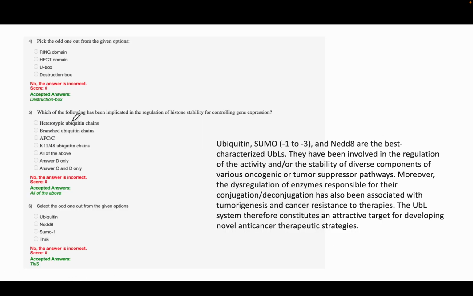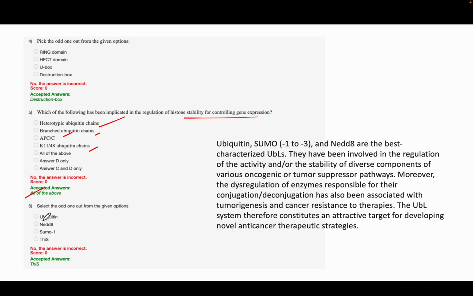Now the next question is, which of the following has been implicated in the regulation of histone stability for controlling gene expression? The options are heterotypic ubiquitin chains, branched ubiquitin chains, APC/C, K11/K48 ubiquitin chains, and all of the above. So the answer will be all of the above. All of these help in regulating histone stability for controlling gene expression.